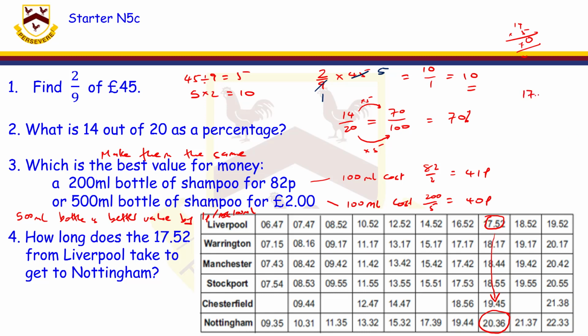So if I start at 1752, what I do is I do a little timeline. I go to 1800 hours. So to go from 1752 to 1800, that's 8 minutes. And I go from 1800 to 2000, which is 2 hours. And I go from 2000 to 2036, which is 36 minutes. So adding all those together, I get 2 hours, 36 plus 8, and 44 minutes. Okay.